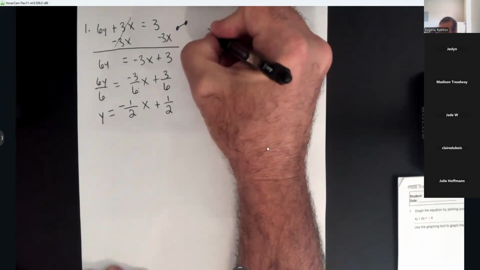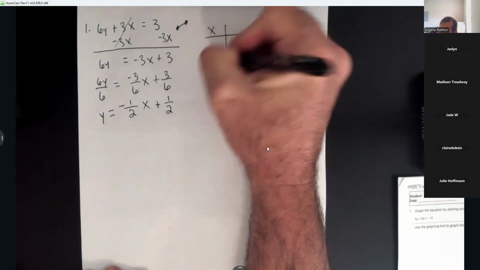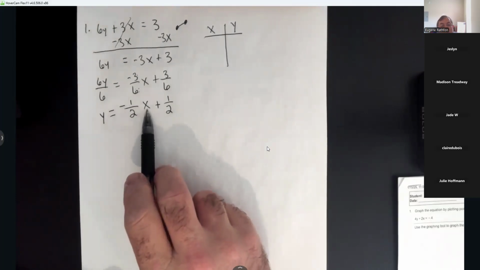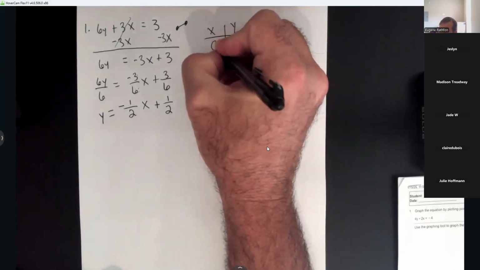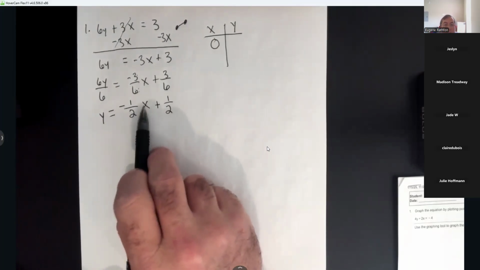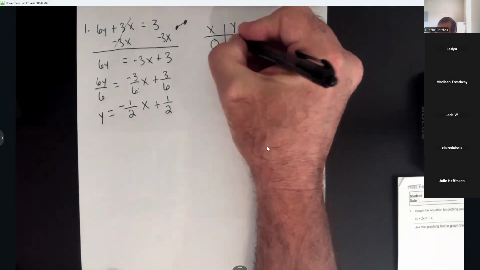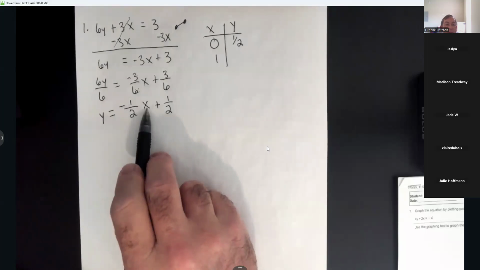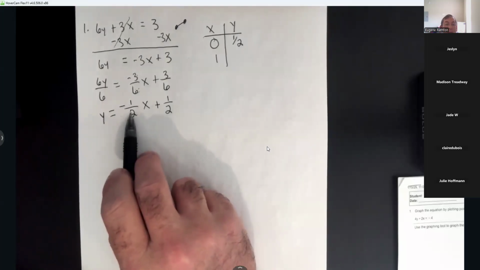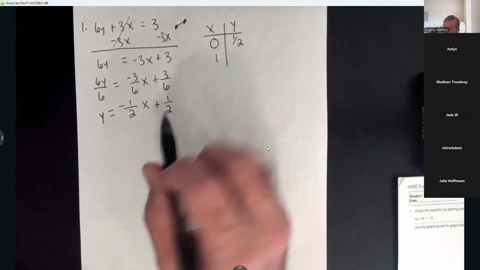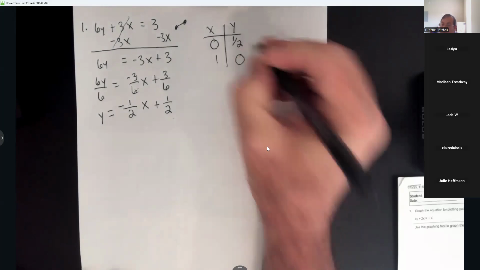All righty, so I would have to choose two x values, so I'll do 0. 0 times negative 1/2 is 0, and 0 plus 1/2 will give me 1/2. And then if I put a 1 in for the x, negative 1/2 times 1 is a negative 1/2, and that negative 1/2 plus a positive 1/2 would give me 0.